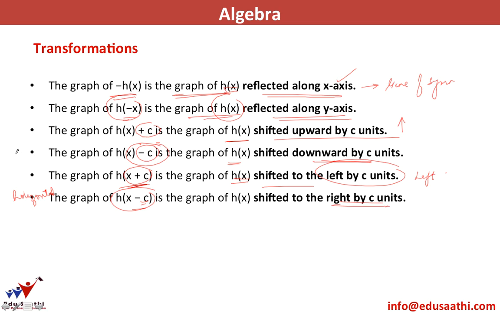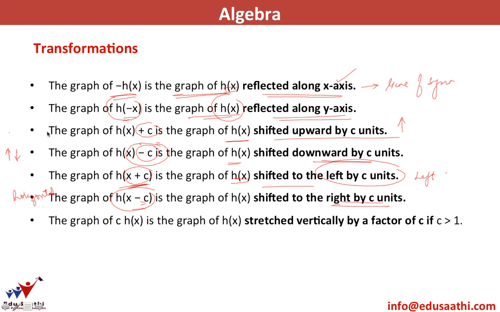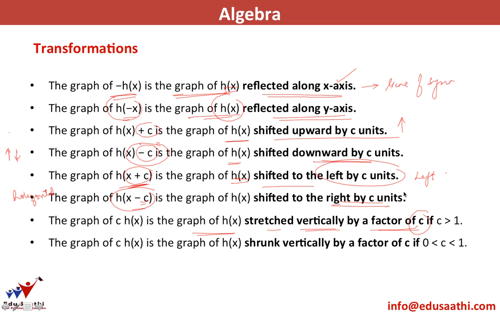If the change is outside the function, it will be an up or down change. The graph of c times h(x), that means I'm multiplying it with a constant, is the graph of h(x) stretched vertically by a factor of c if c is greater than 1. And it shrinks vertically by a factor of c if c is between 0 and 1. So if I'm multiplying a graph with a constant, the graph would be stretched or shrunk vertically depending upon the factor by which it is multiplied.